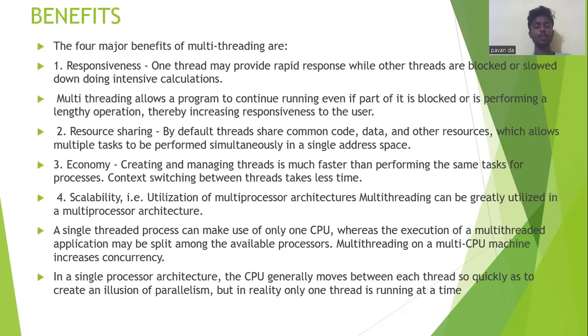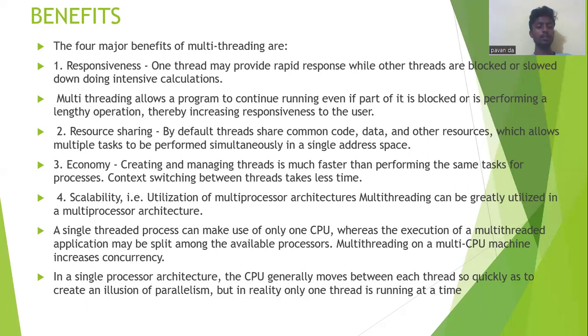What are the benefits of using multi-threaded programming? The four major benefits of multithreading are, first, responsiveness. One thread may provide rapid response while other threads are blocked or doing intensive calculations. Multithreading allows a program to continue running even if part of it is blocked or is performing a lengthy operation, thereby increasing responsiveness to the user.